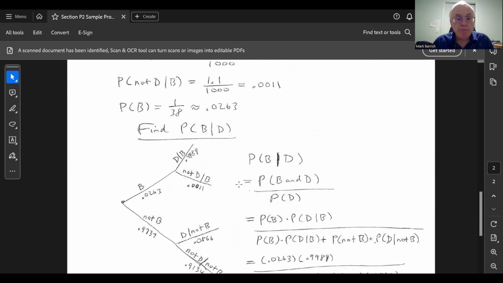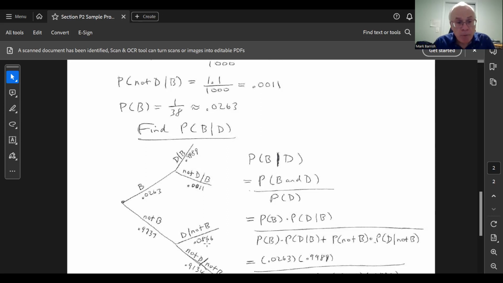Now the false negative is the probability that the diagnostic test shows negative when the person actually has breast cancer. That's this branch here. So that's the 0.0011, 1.1 out of 1,000. And then the false positive would be that the diagnostic test is showing the person has breast cancer when they actually don't. That's the 86.6 out of 1,000, or 0.0866.